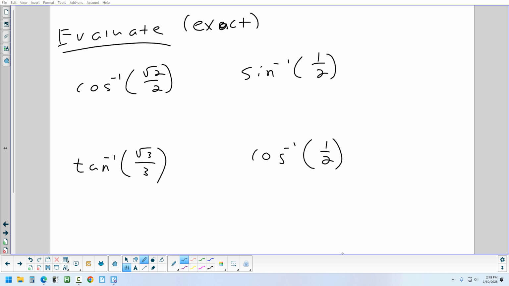All right, so the first few questions we're going to take a look at are evaluating trig functions. And we want to do these ones as an exact answer. All right, let's do this first one in radians.